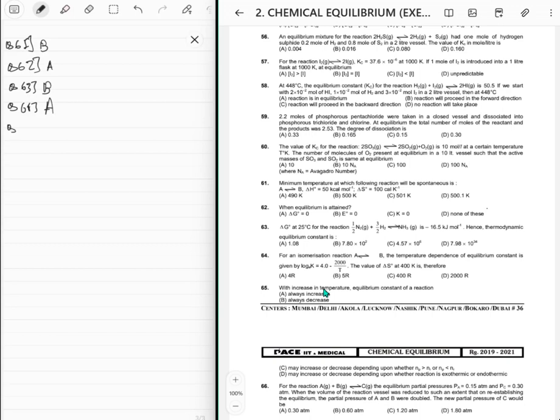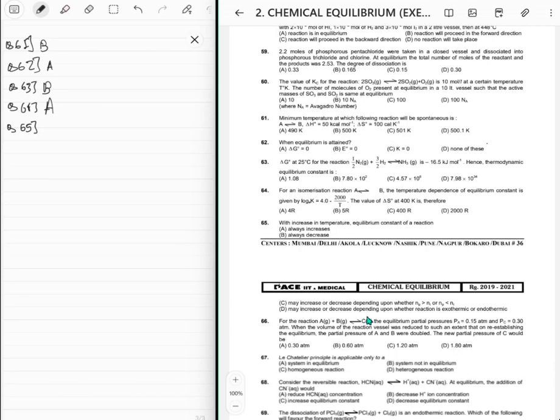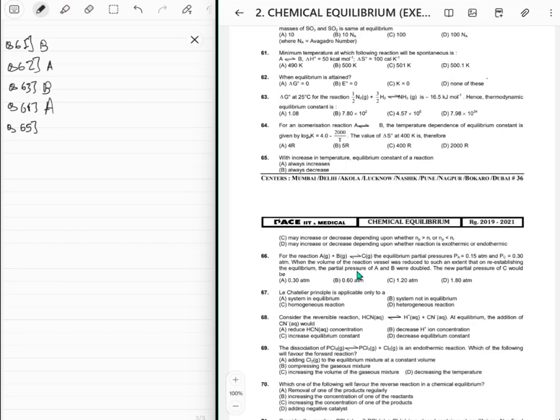Question number 65. With increase in temperature, equilibrium constant of a reaction always increases, always decreases. Equilibrium constant, right? No, it may increase or decrease. It's dependent on delta H. If it's positive, then on increasing temperature it will increase. If it is negative, then it decreases. So D is correct. Question number 65 D. Question number 66.